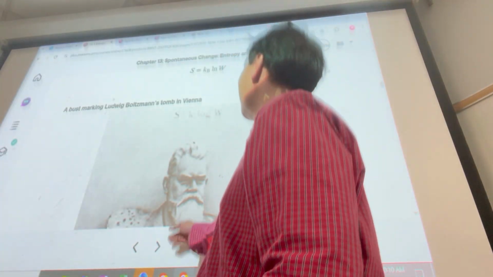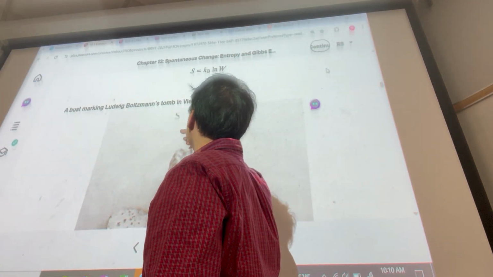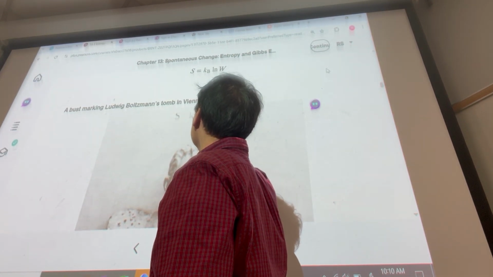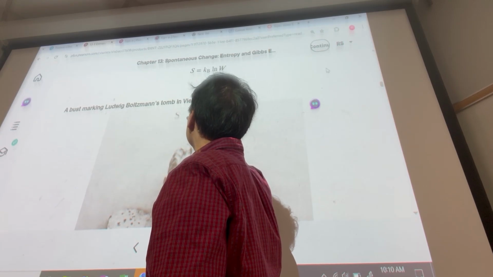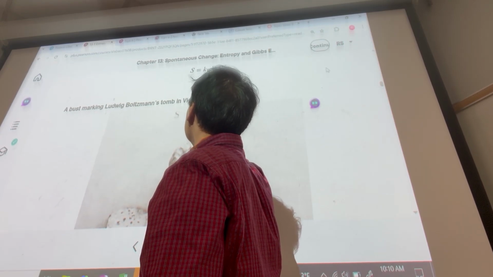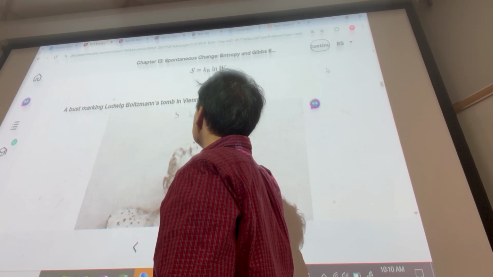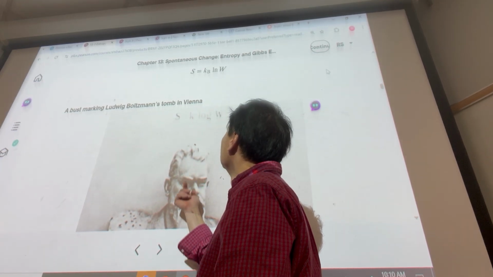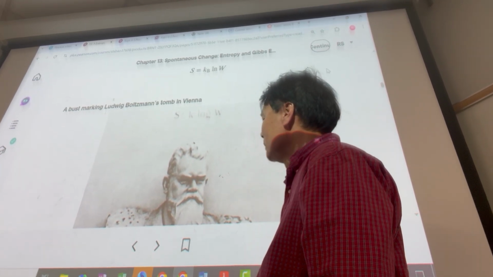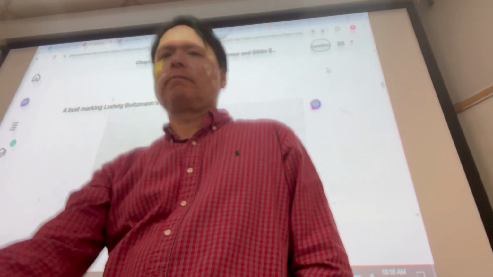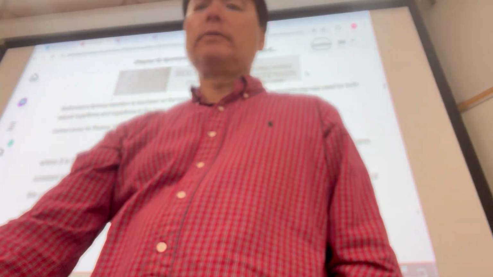The Boltzmann equation. The absolute entropy is equal to k log W. This is log base 10, I think. But whatever, we'll be doing the natural log. If there's only one way, the natural log of 1 is 0. And so the entropy comes out to be 0. That's Boltzmann.